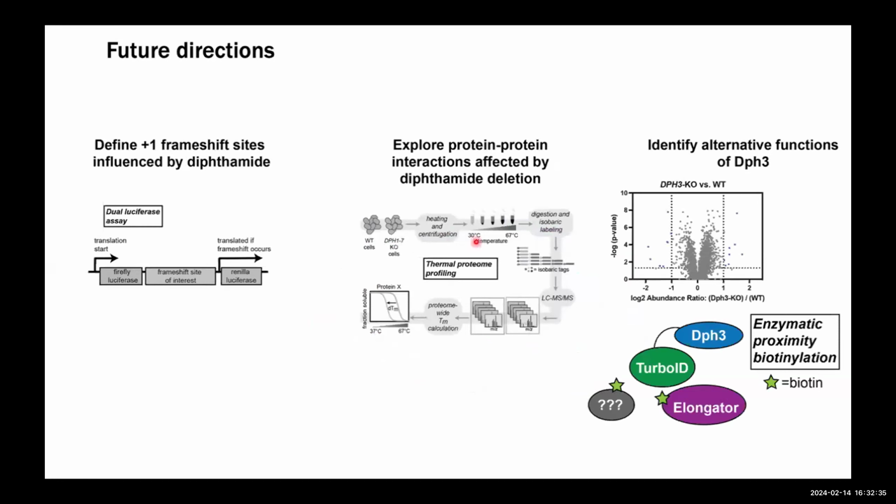And lastly, you may have noticed that my volcano plot for the DPH3 knockout cells had increased levels of significant proteins. And this is consistent with prior data that has shown that DPH3 may have alternative functions in the cell besides just making diphthamide. And one of those is that DPH3 interacts with the elongator complex, which has functions in making tRNA modifications. And so to further explore alternative functions of DPH3, I will use enzymatic proximity biotinylation with TurboID to identify protein-protein interactors of DPH3.